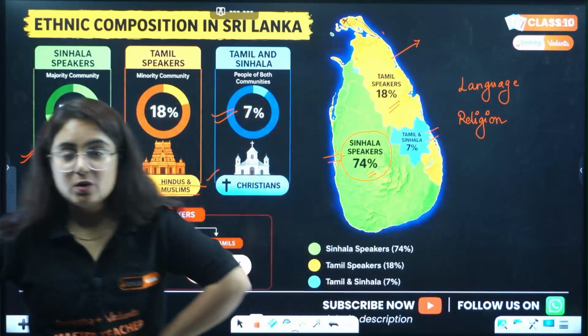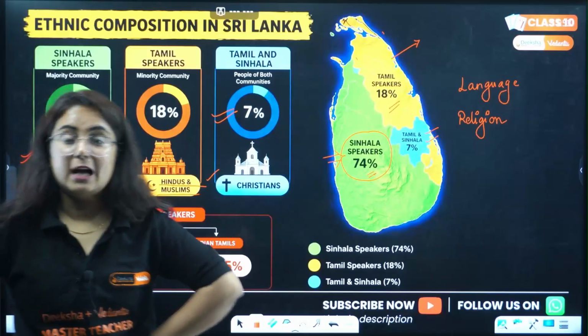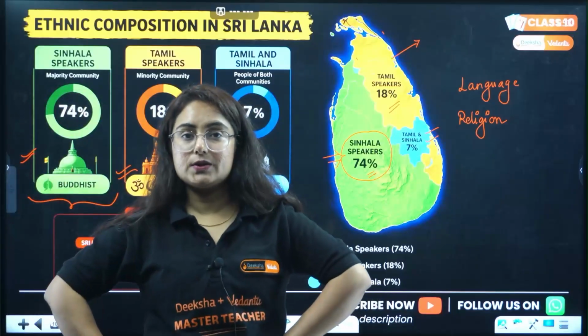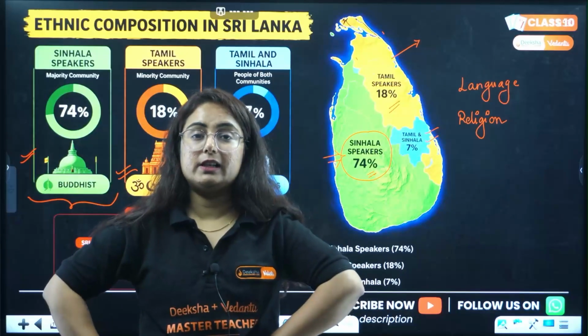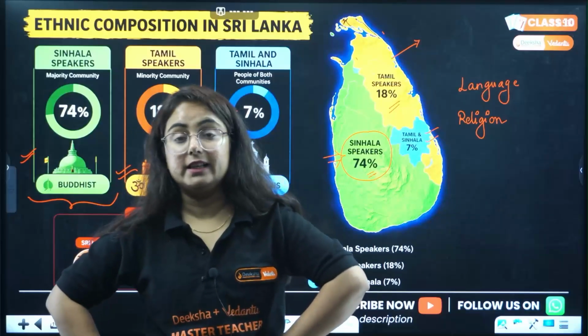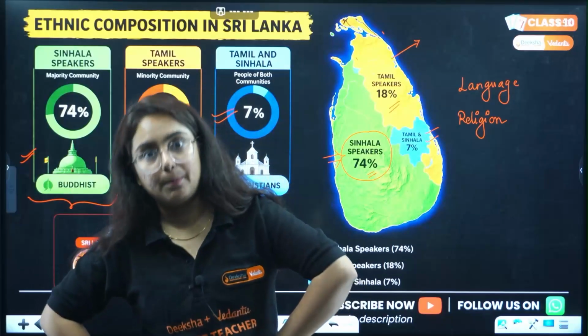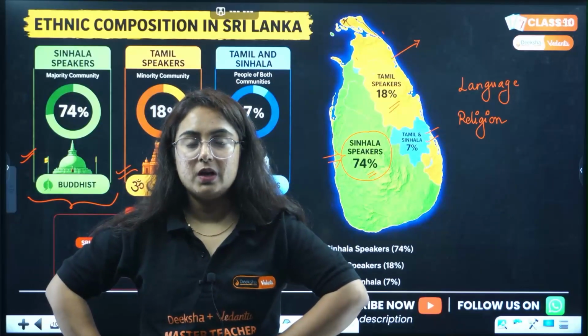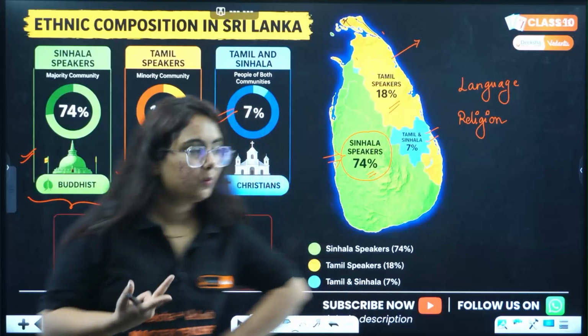Now, what is the issue? Ma'am, in India, the majority of the people are Hindus. There are people who follow other religions, either Islam or Christianity. There are Parsis also living here. Right? Then what is the issue in Sri Lanka?